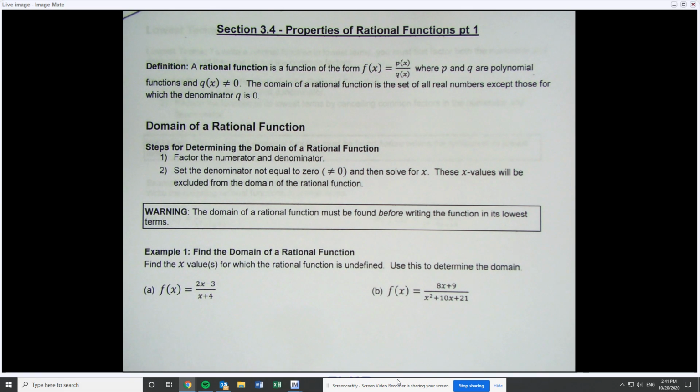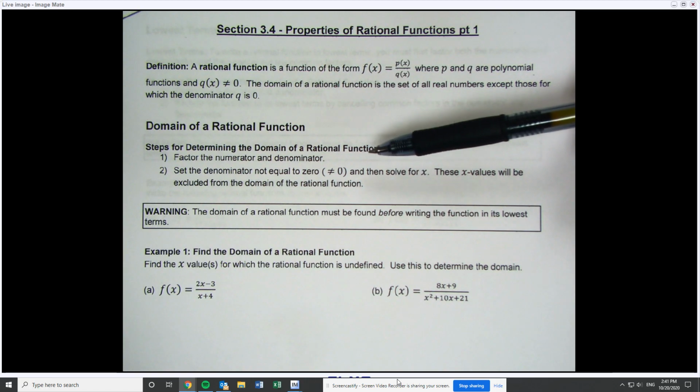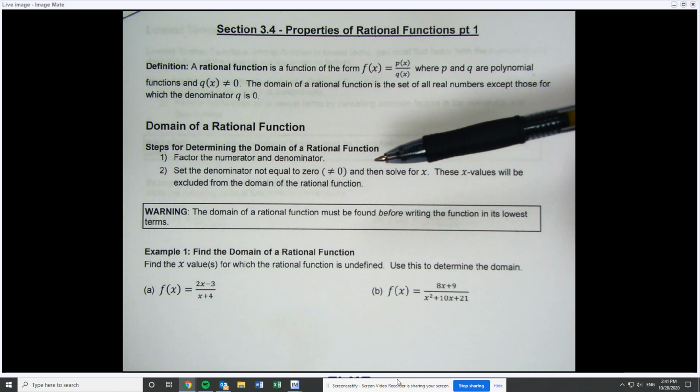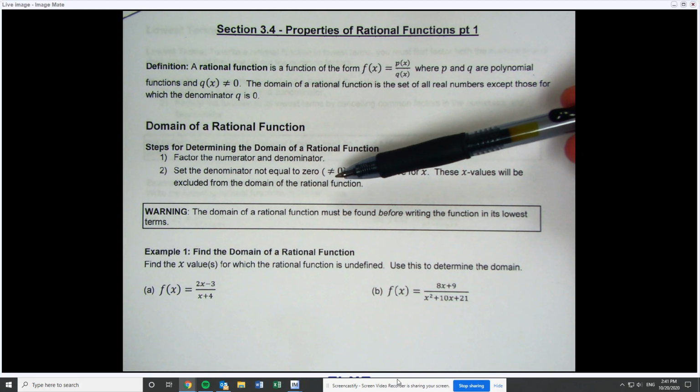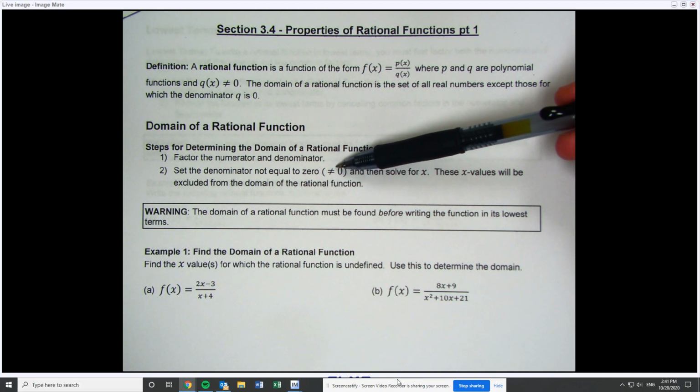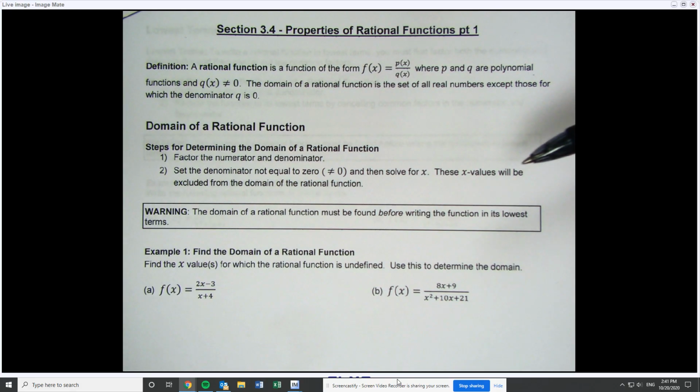So if we're going to find the domain of a rational function, we got to determine what x values cause us to divide by 0, and then make sure we exclude them. Now, I went ahead and typed up the steps on what to do. The first thing we're always going to do is factor the numerator and denominator. That's going to make things easier for us when it comes to finding zeros. And then to determine the domain, you're going to set the denominator not equal to 0, and then solve for x. Those x values are going to be the x values that we exclude from the domain.